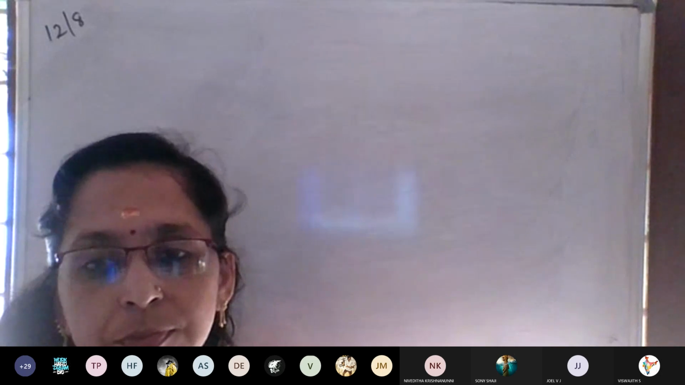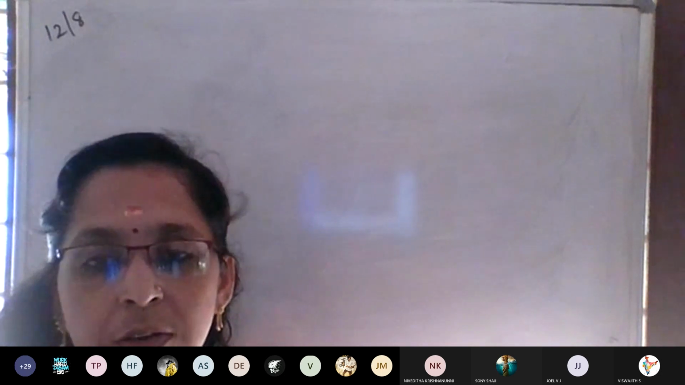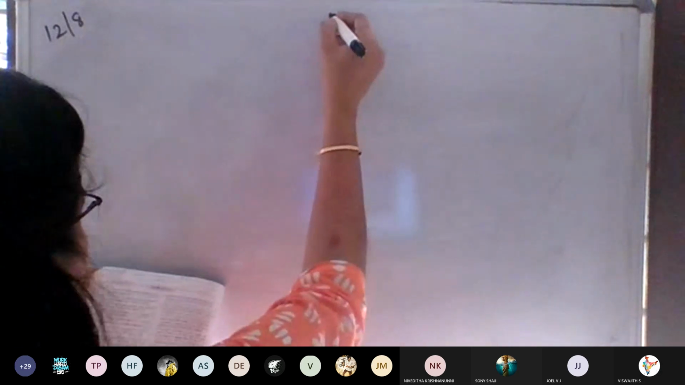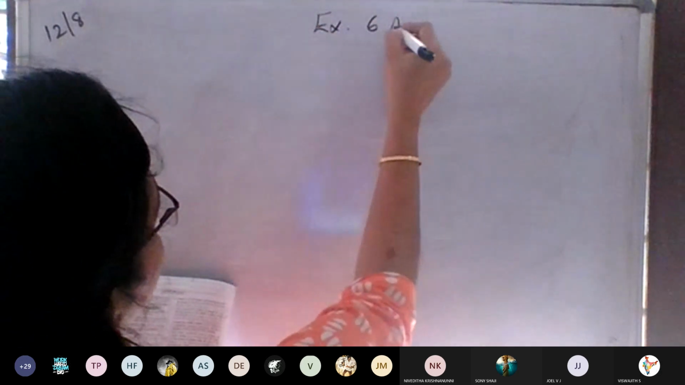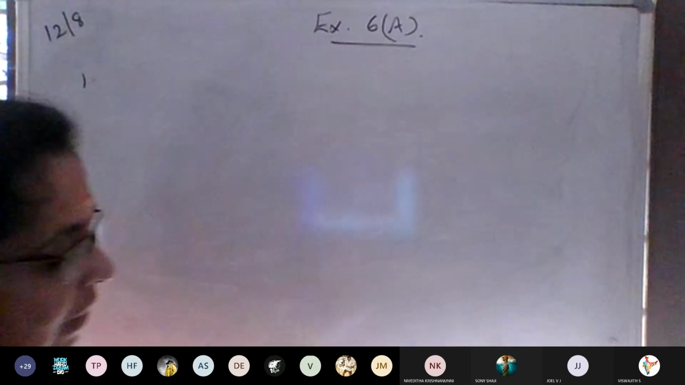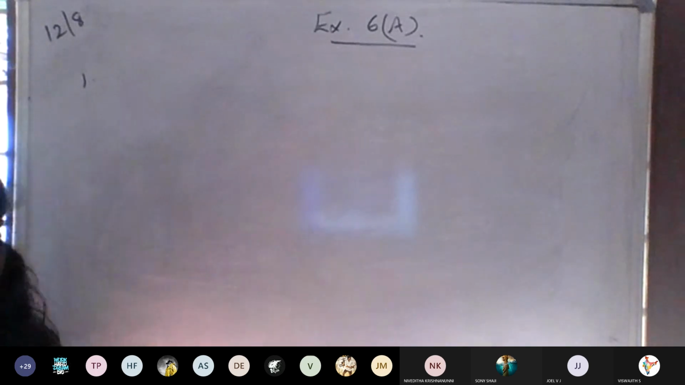Or on the back side of this note. Which one is convenient, you write that. Or if you have another note, write in that note, that is better. Exercise 6a: the product of two consecutive integers is 56. Find the integers. We have to find the integers.